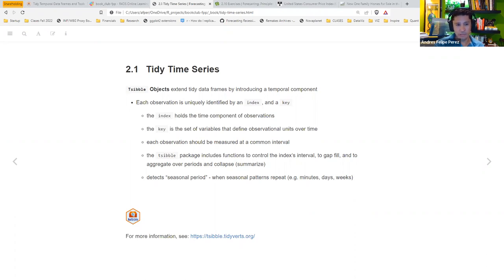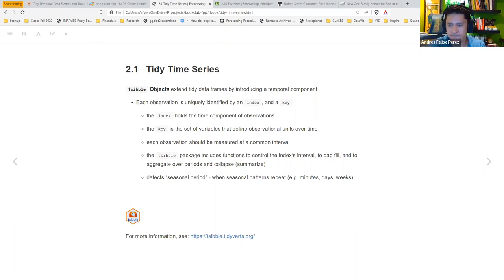And the main difference is that each observation is uniquely identified by an index and a key. So the index is what gives us the time component. It's what holds the time component of each of these observations. And then the key is what defines the variables, so it can be more than one. I think it's one important thing to notice: they define each one of those units over time.